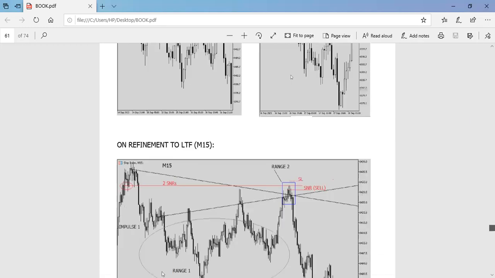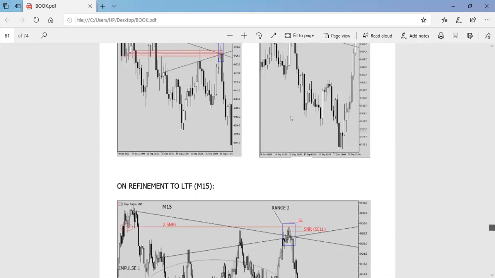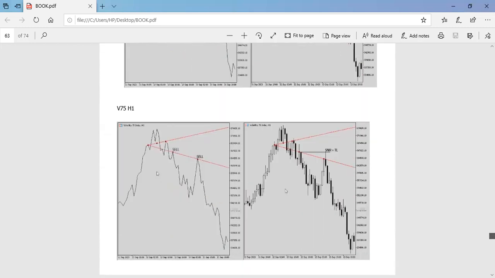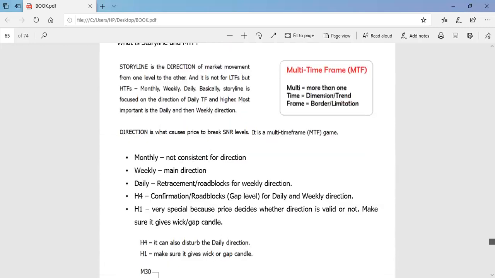You see my examples here. See this place, a congestion of SNR, and price reacted so much there. So let's go to the storyline.